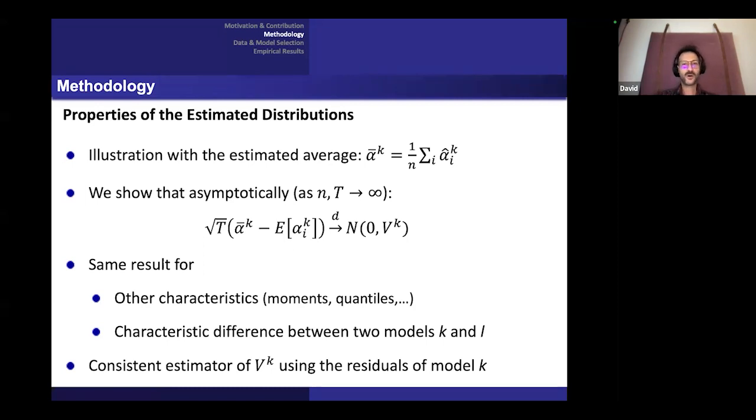We also provide this theorem for other characteristics, like other moments, the cross-sectional standard deviation, the proportion of positive and negative alphas, for instance, and also the quantiles to look at the tails. And moreover, we do that for two models. So when you compare model K and model L, that turns out to be very important, where we will be looking at a set of several misspecified models to see whether they are really different, right?